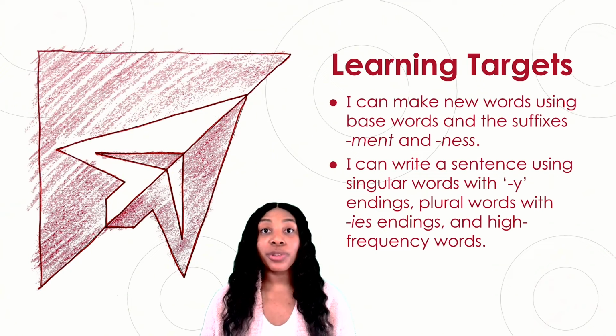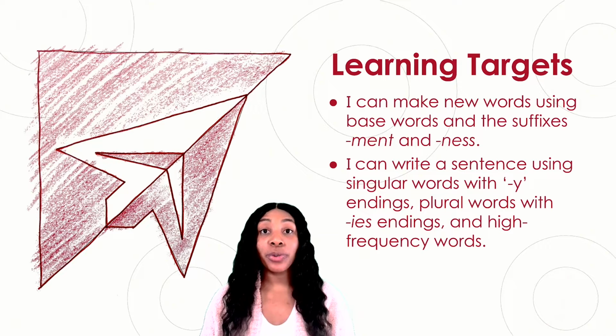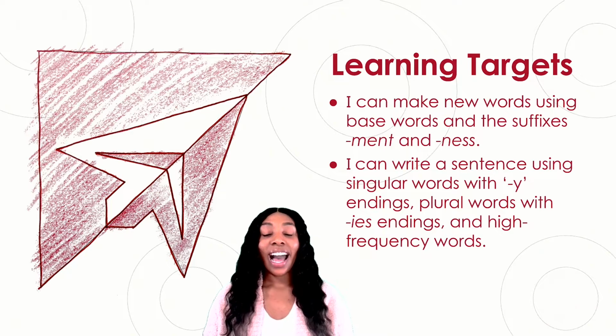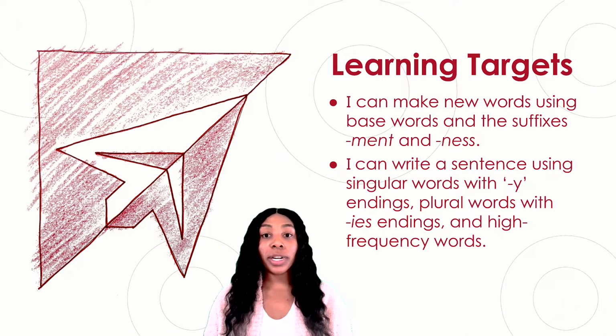We have 2 new learning targets for our lesson. Please follow along with me as I read them. Our first learning target says, I can make new words using base words and the suffixes ment and ness. Our second learning target says, I can write a sentence using singular words with Y endings, plural words with IES endings, and high frequency words.